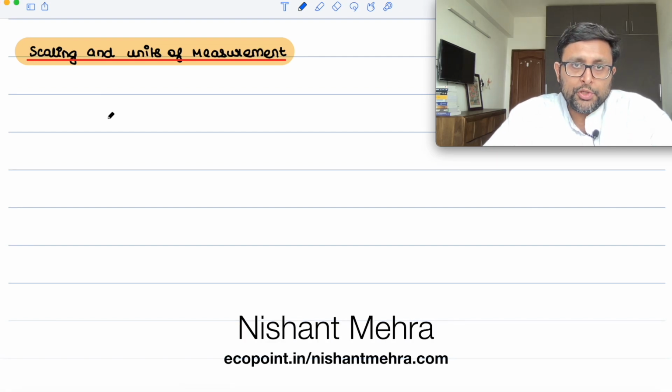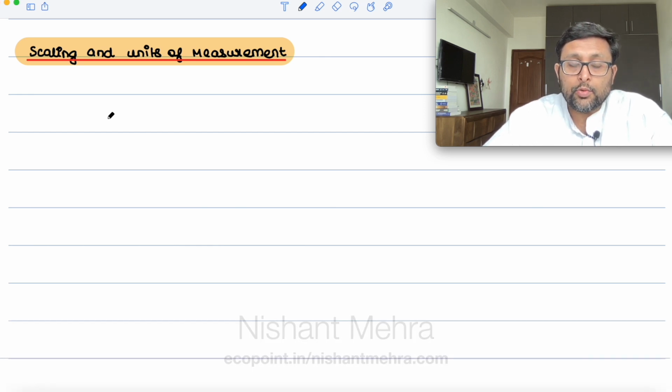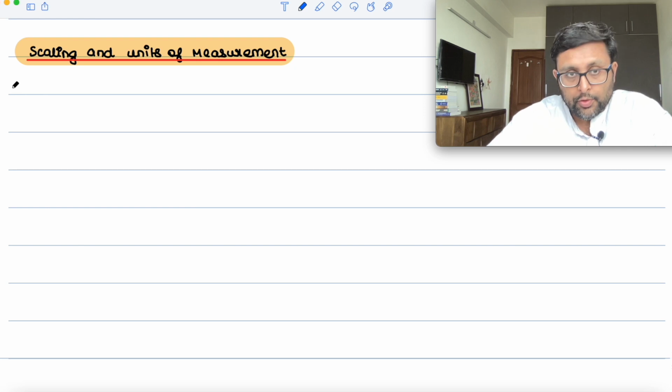Scaling and units of measurement. So today we're going to talk about what happens if you scale independent and dependent variables by some constants, and how it is going to affect the slope parameters, residuals, maybe variances, R square, these things. So that's what we're going to look at.